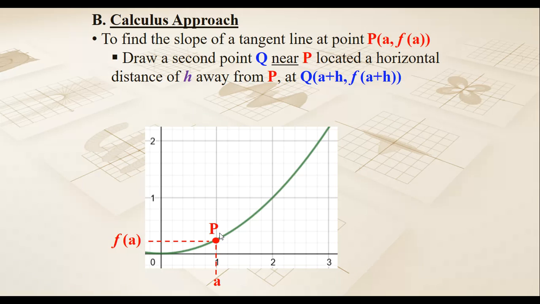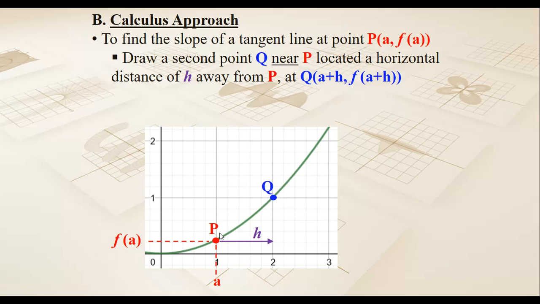Now, the way we're going to do this is from point P, we're going to draw a second point somewhere near point P, and we're going to call it point Q. And this point Q is going to be located a horizontal distance of h units to the right from point P. So I've drawn a little horizontal line to the right showing where we're going to draw point Q. If you actually look at the graph here, it would be like one full unit over to the right, but I'm going to draw a second point just somewhere a little bit over to the right by a horizontal distance of h.